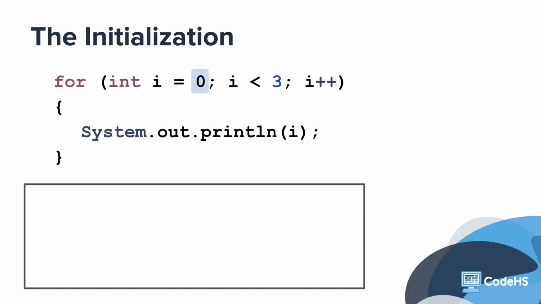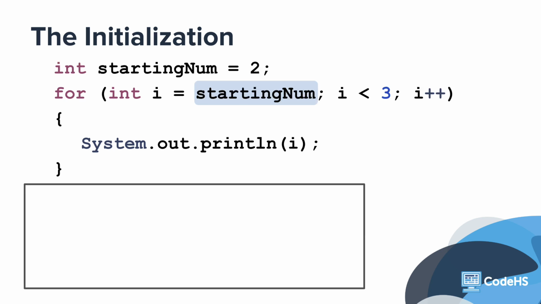The loop control variable doesn't have to start at 0. You could set the initial value of the loop control variable to be any number or even assign it the value of another variable. In this example, let's adjust the initialization to start at a value of 1. Now when the program runs, the printed output will start at number 1 instead of 0.